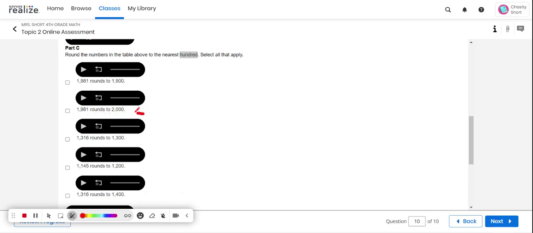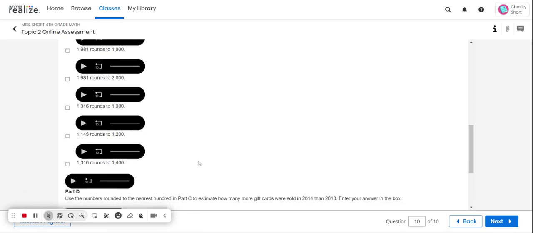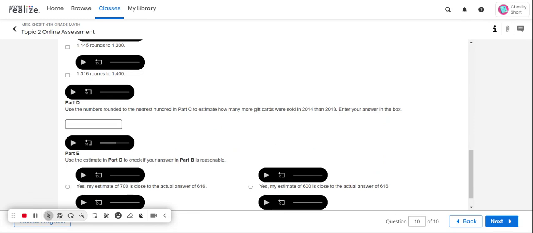So that one's not true. Okay, and there we go. We just now answered that one. This number does round to 2,000. 1,316, we're going to underline the 3, circle the 1. The 1 will tell the 3 to stay the same. So it winds up being 1,300. So yes, this one rounds to 1,300. And then you just have to look at the rest of those guys, and you have to let me know that you know how to round those numbers. That one is not difficult at all. You just have to round to the nearest 100 on each one of those.